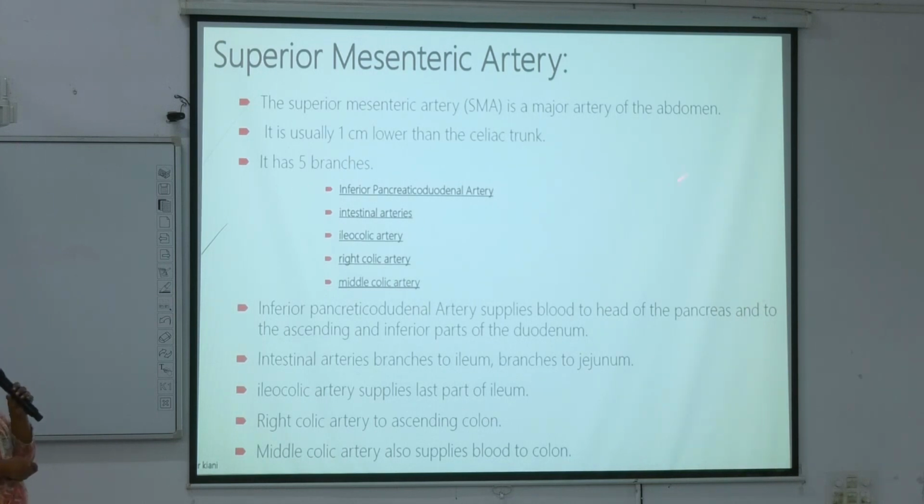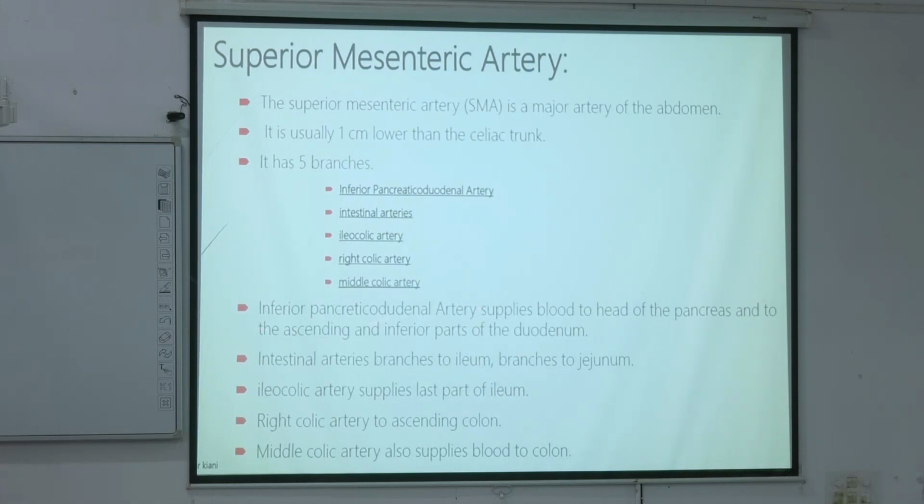Inferior pancreatico-duodenal, that means supplying the pancreas and duodenum. Intestinal arteries, these are the jejunal and ileal branches, supplying the jejunum and ileum. Next is ileocolic, right colic, and middle colic. These are supplying the colon: cecum, ascending colon, part of the transverse colon, terminal part of ileum, appendix. Those are supplied by the branches ileocolic, right colic, and middle colic.